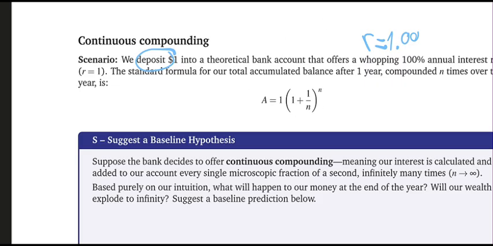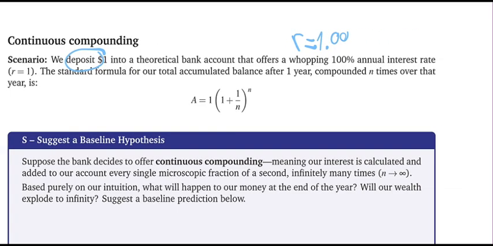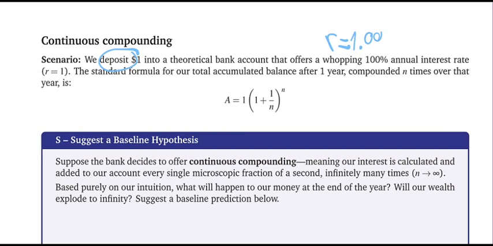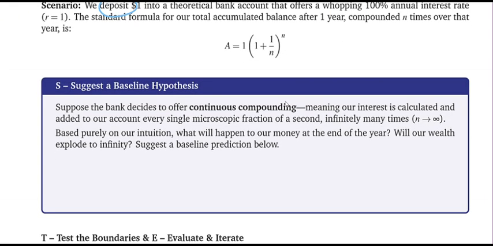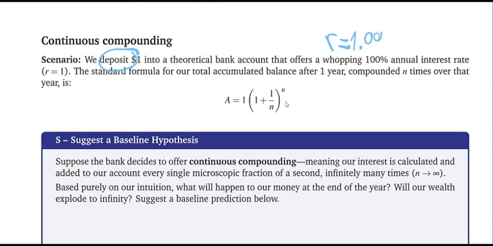Okay, so if I do this annual interest rate, and R equals 1, right? The standard formula for our total balance after n compounding periods is going to be 1 times 1 plus 1 over n, to the power of n. That's basically this formula. Now the question remains, let's push it to the limit, so to speak. Let's do a little thought process.